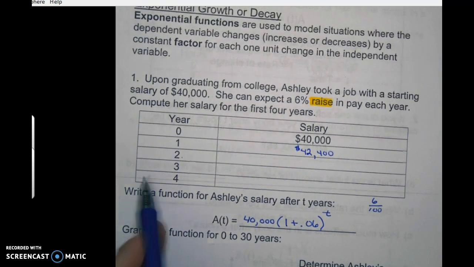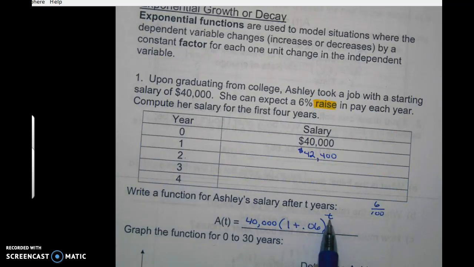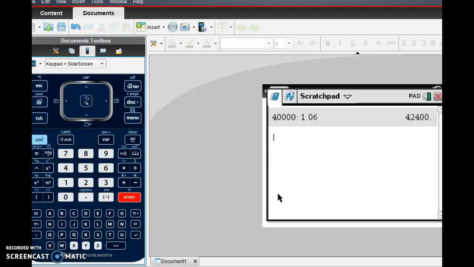Okay, and then we plug 2 in for t. So this time we're going to have 40,000 times 1.06 raised to the, this time we're going for 2 years. And so she will have a salary of $44,944.